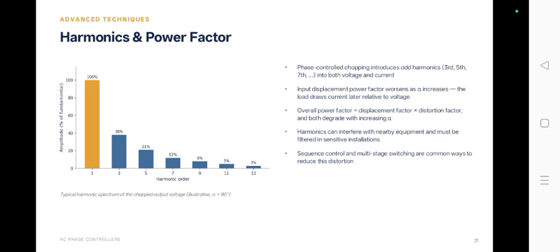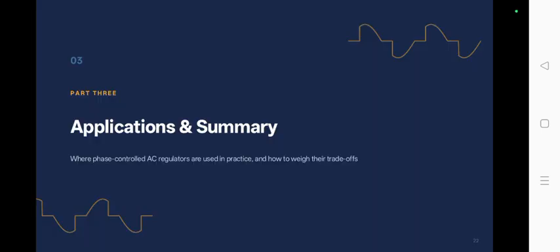Next one is harmonics and power factor. Phase control chopping introduces odd harmonics into both voltage and current. For the input displacement power factor, as alpha is increased, the load current lags the voltage more. The overall power factor is equal to the displacement factor times the distortion factor, and both worsen with increasing alpha. Harmonics can interfere with nearby equipment and must be filtered in sensitive installations. Sequence control and multi-stage switching are common ways to reduce this distortion.